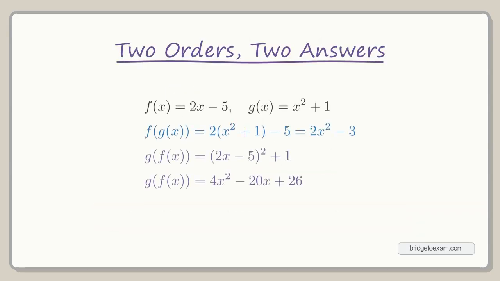Let f of x equal 2x minus 5 and g of x equal x squared plus 1. For f of g of x, substitute x squared plus 1 into f, giving 2x squared minus 3. For g of f of x, square the entire expression 2x minus 5, then add 1. The two results are different because the order is different.